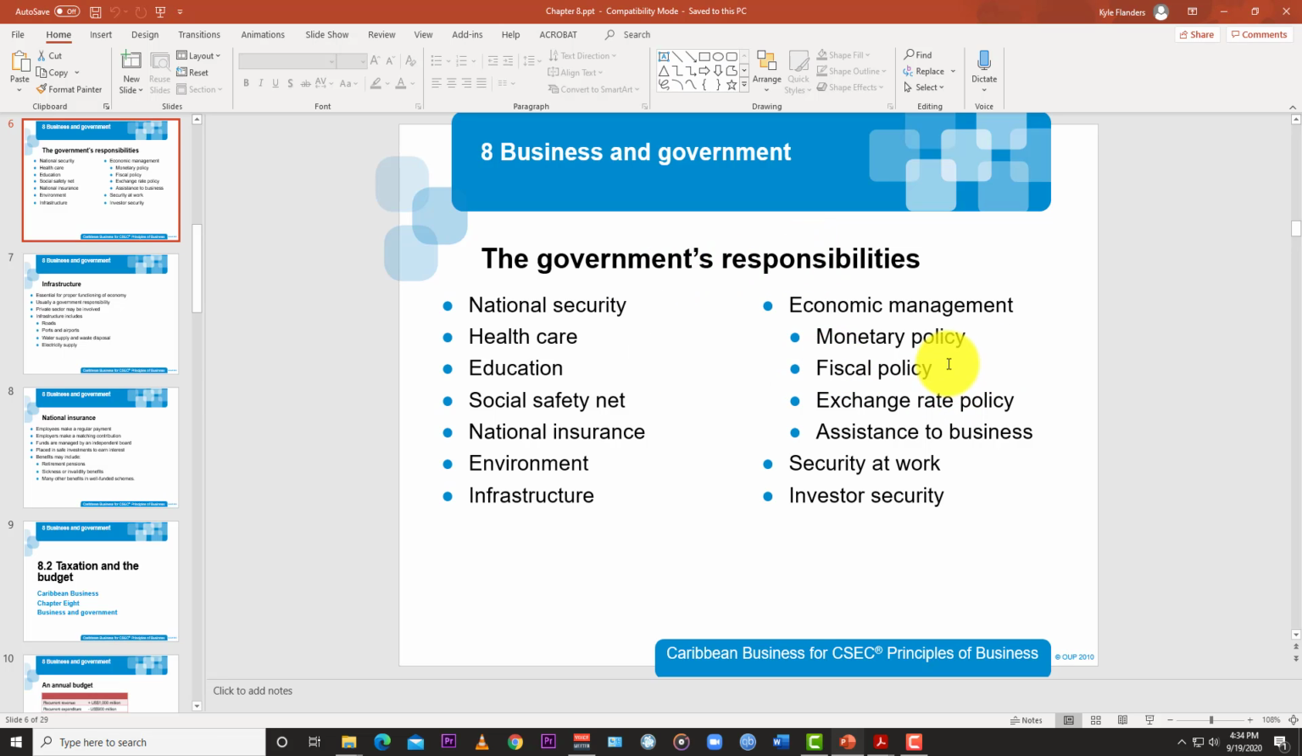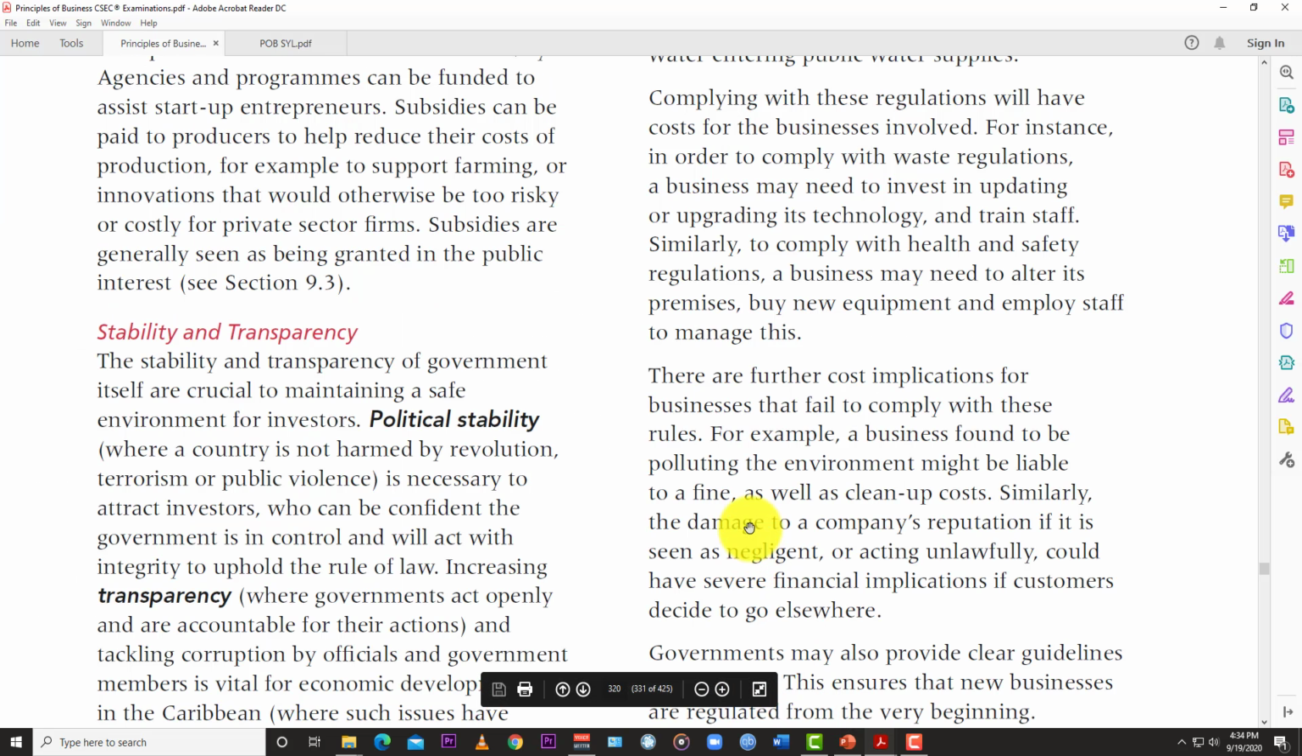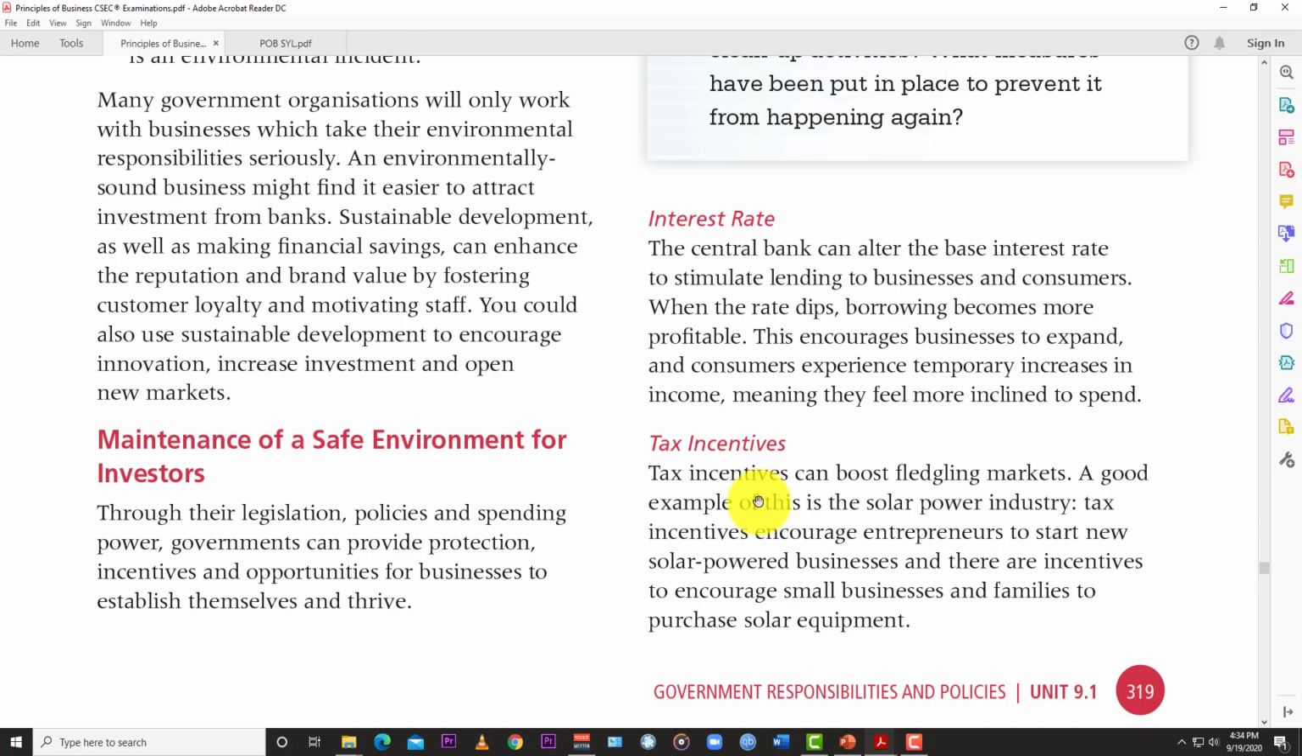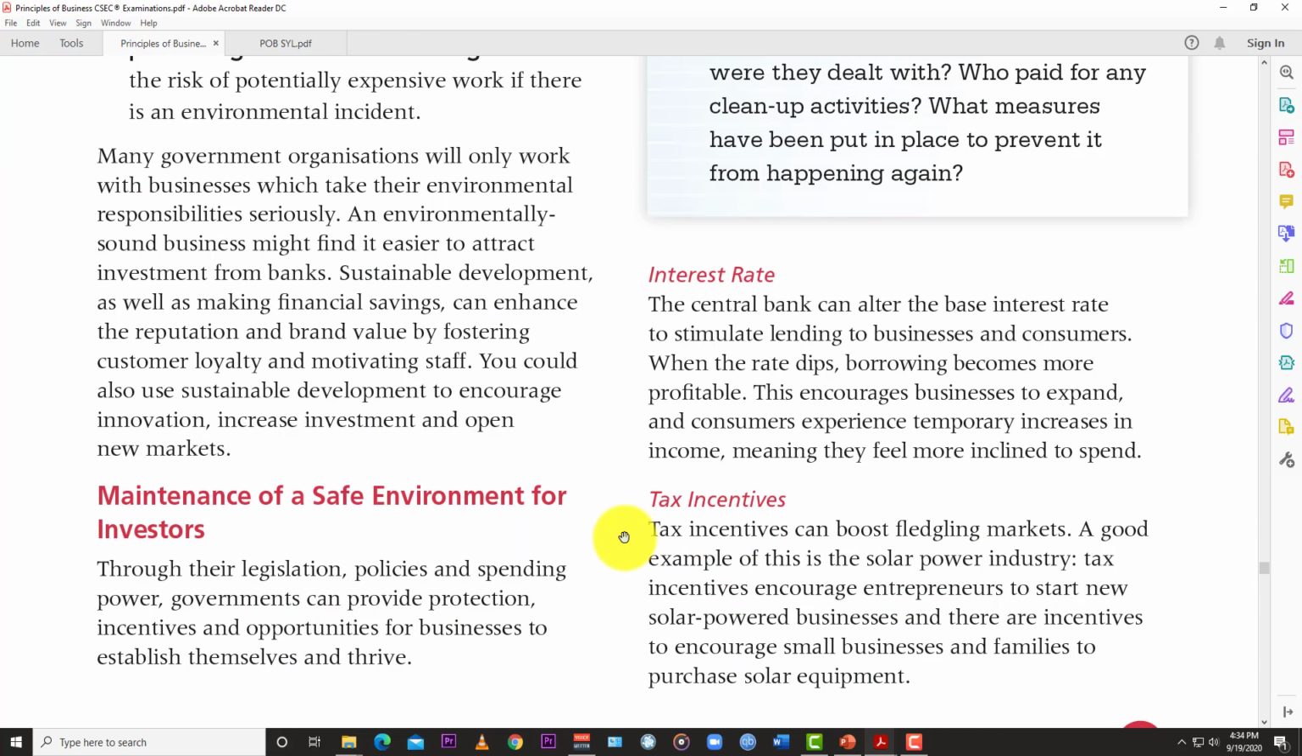Same thing here, fiscal policy. Fiscal policy is all about the government's borrowing, spending, and earning of money. So the government uses taxation as the main source of earning revenue, and so the government can use tax as a tool to either encourage or dissuade certain business activities. They can increase tax here, decrease tax there, tax holidays, tax incentives. So that's where that came into play. The tax incentive would be that aspect of the fiscal policy.